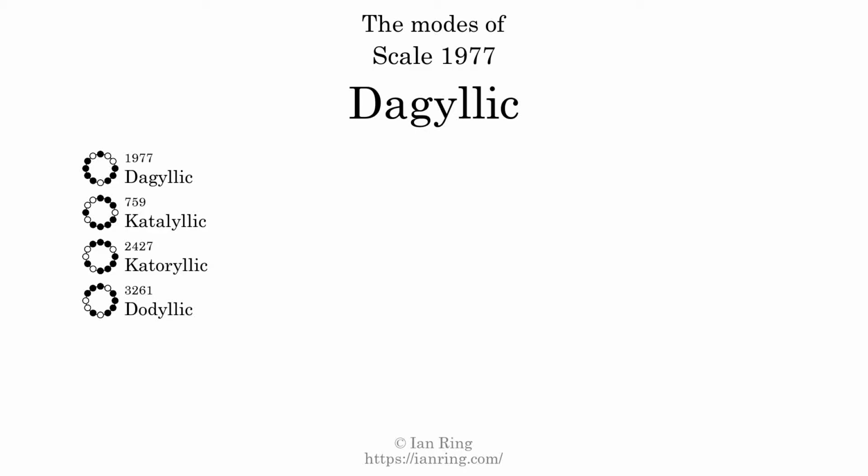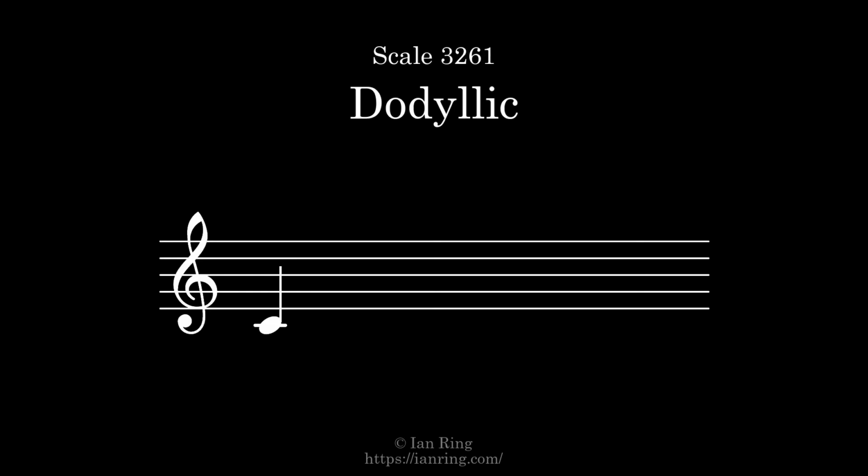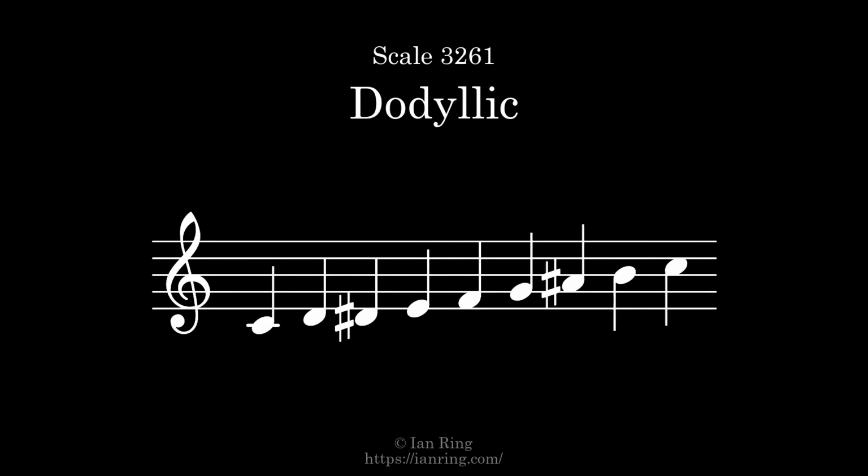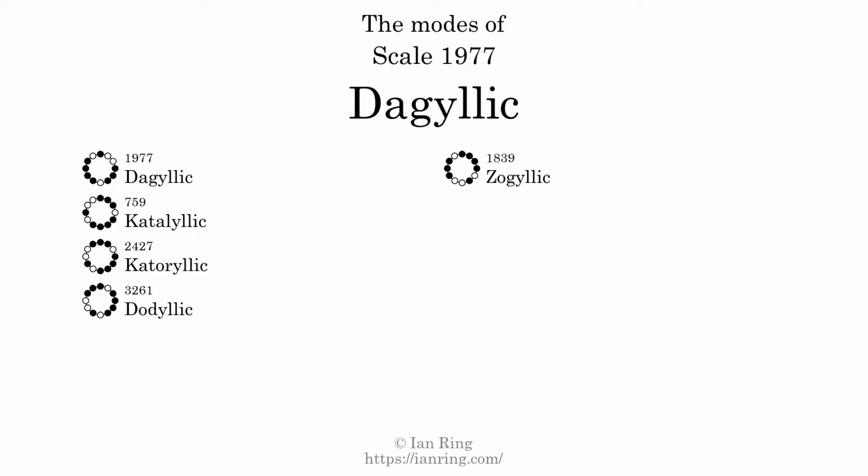The fourth mode is scale 3261, also known as Dagyllic. It sounds like this. The fifth mode is scale 1839, also known as Dagyllic. It sounds like this.